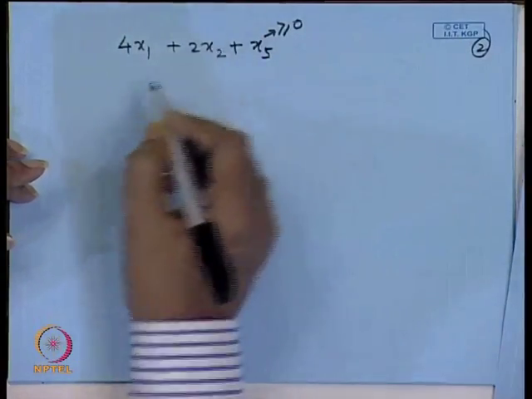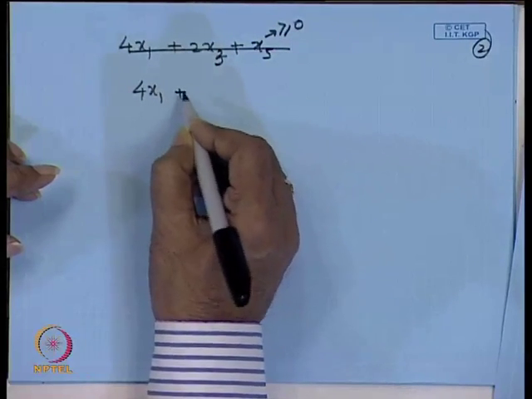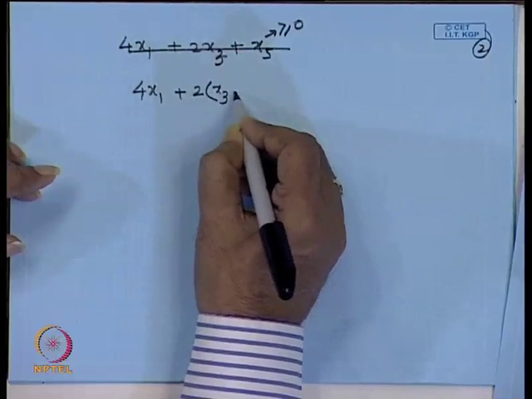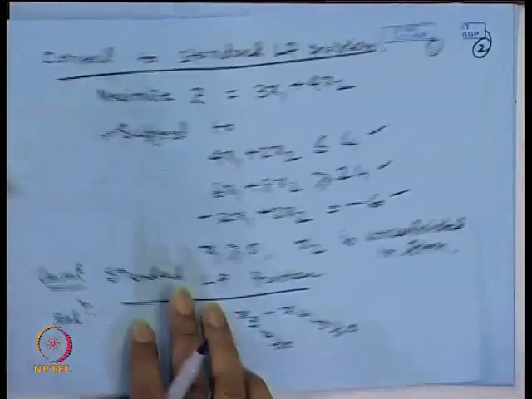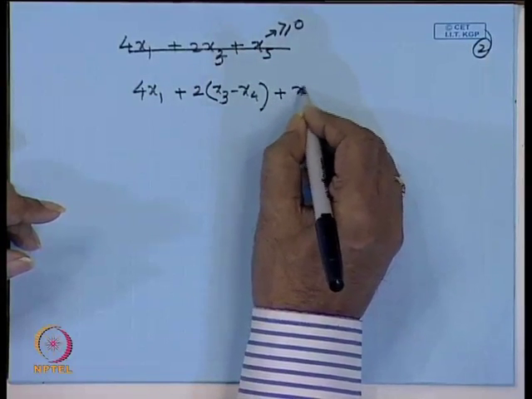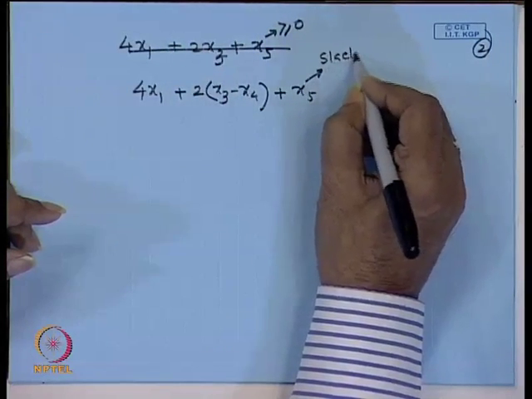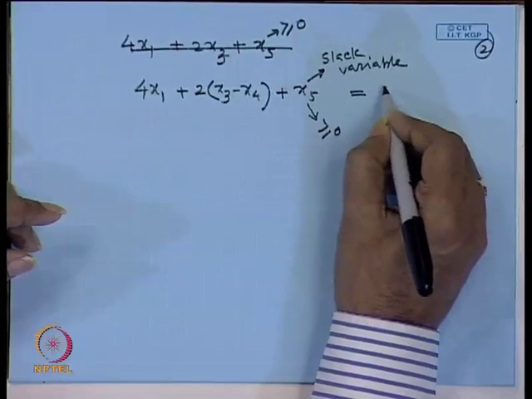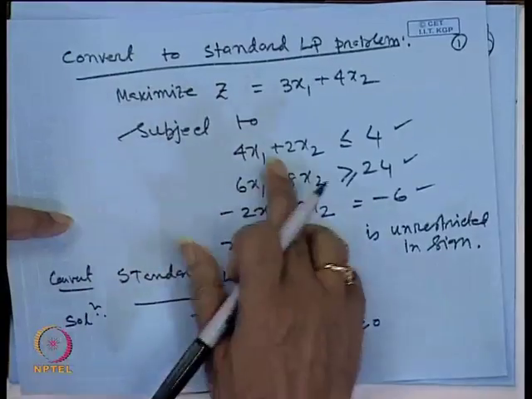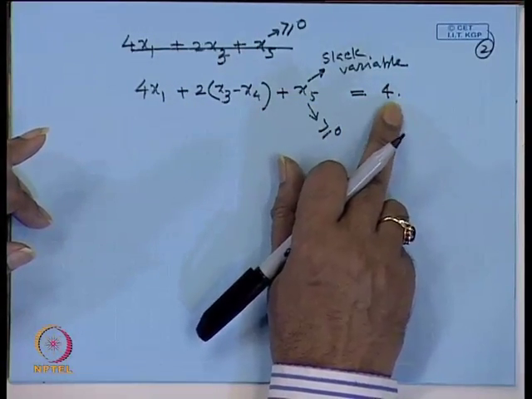So, I will just rewrite this once again, because there is a 2 x 2. I will replace x 2 by x 3 minus x 4, and that is less than or equal to 4. That means the right hand side is a positive quantity and the left hand side is less than the right hand side. So, I have to add some positive quantity to the left hand side expression. So, this is x 5. x 3 is there, x 4 is there, the next variable is x 5. Those variables are called slack variables, and that variable is greater than or equal to 0. So, this is equal to 4. The first equation, which was given as an inequality, we have converted into an equality constraint, and the right hand side is a positive quantity.